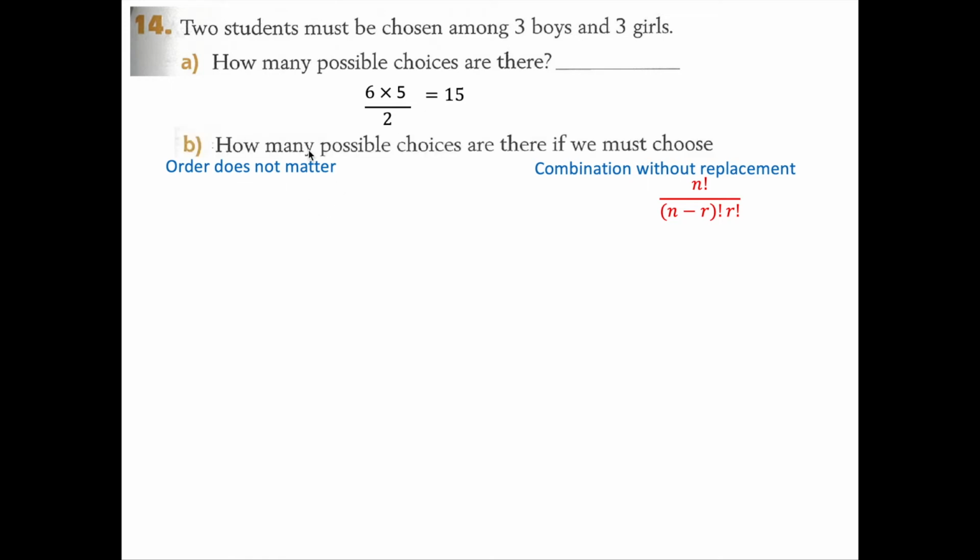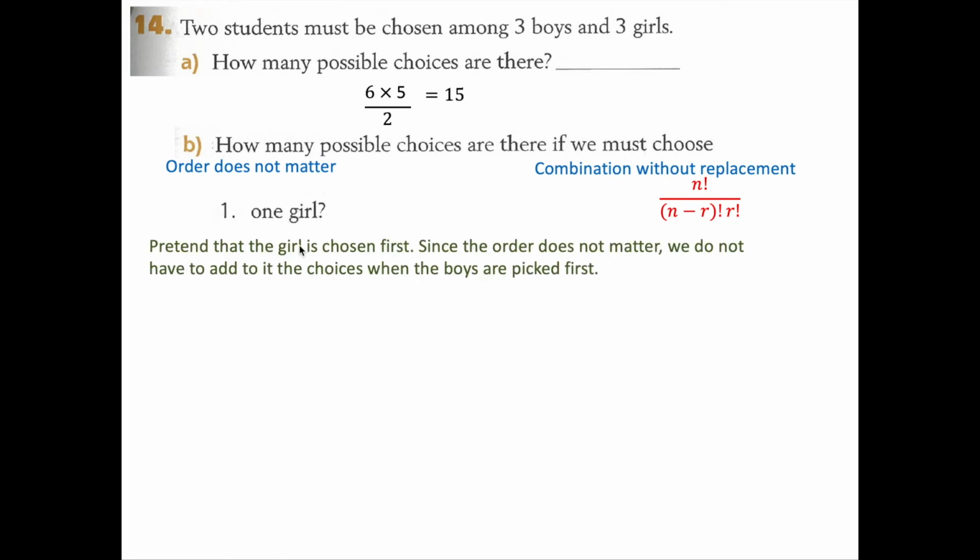or girls. How many possible choices are there if we must choose 1 girl? We're just going to choose the girl, and then we're going to choose the boy. If we're picking 2 students, the first one is definitely going to be a girl, and then the second one will definitely be a boy, because order doesn't matter. If order did matter, then we would have to switch it around and choose the boy first and then choose the girl. If we pick the girl first, remember there are 3 girls, we just have 3. And then we pick the boy, so that's 3 again. So 3 times 3 is 9.